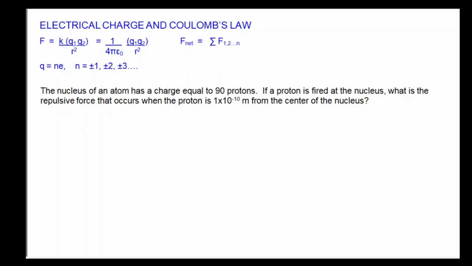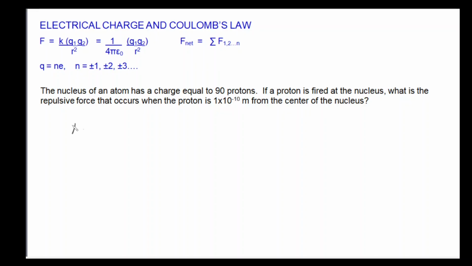Okay, let's get to some problems. The nucleus of an atom has a charge equal to 90 protons. If a proton is fired at the nucleus, what is the repulsive force that occurs when the proton is 1 by 10 to the minus 10th meters from the center of the nucleus?